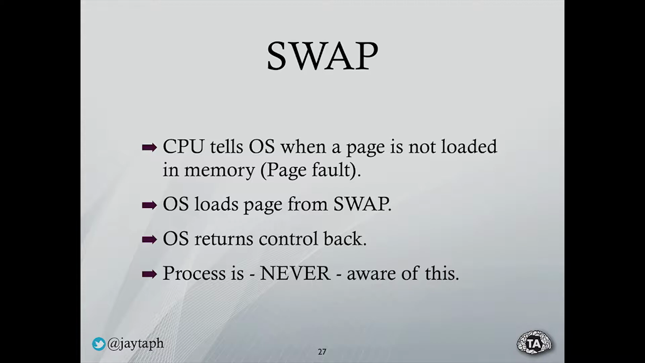And the process, process 2, is never aware of this. So an application does not know if it's going to access a block of memory that has been swapped out. It takes a little bit longer before the access actually completes because it needs to read it from disk. But the process by itself doesn't know anything about swapping. That's something between the CPU and the operating system.